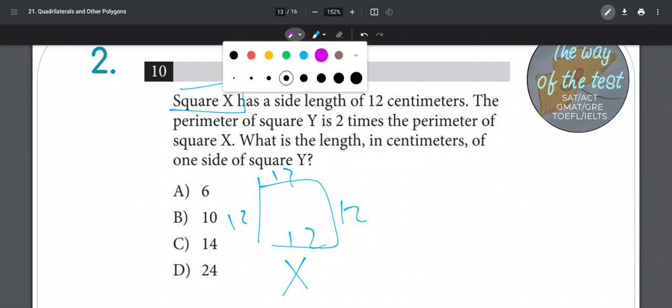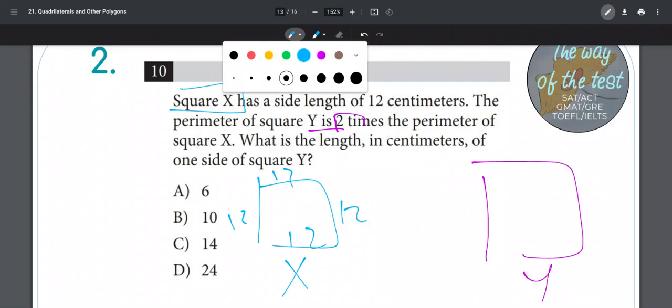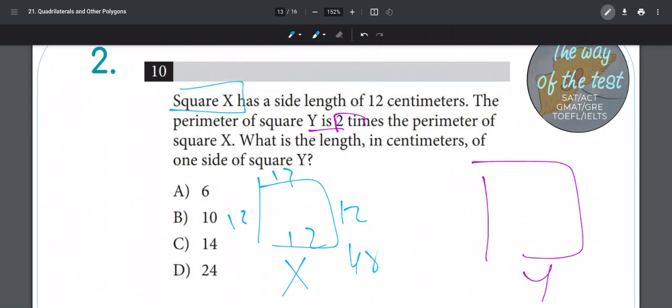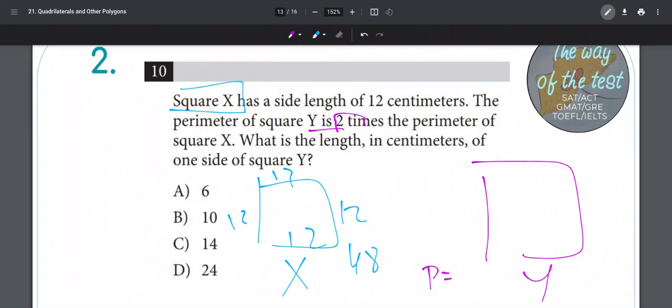And they tell me square y has a perimeter that is 2 times the perimeter of square x. Okay, so the perimeter of square x will be 12 times 4, so it's 48. So the perimeter of square y will be twice of that, so it will be 96. And now for us to find the side, all we have to do is divide 96 by 4, which gives us 24, which is the answer.